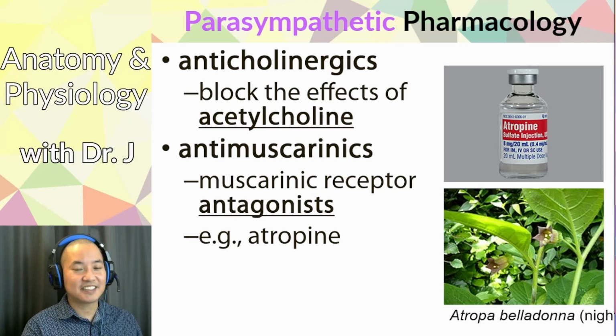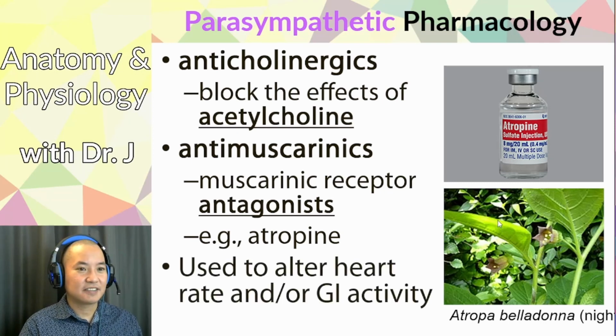So if you eat nightshade, yeah, you should call the poison control center immediately. But if you have atropine, this one chemical from the nightshade, given in controlled doses, it can be used for therapeutic uses. So what can you use it for?